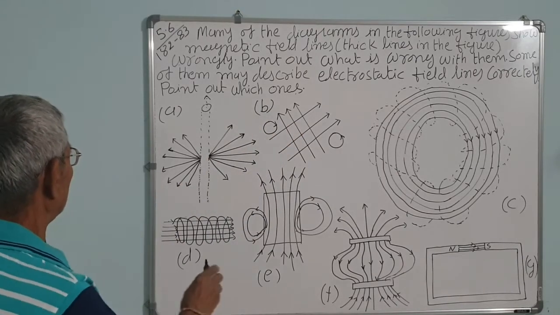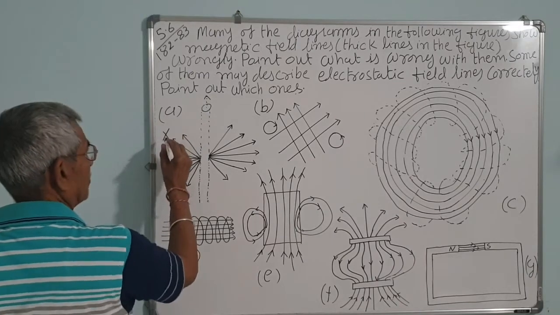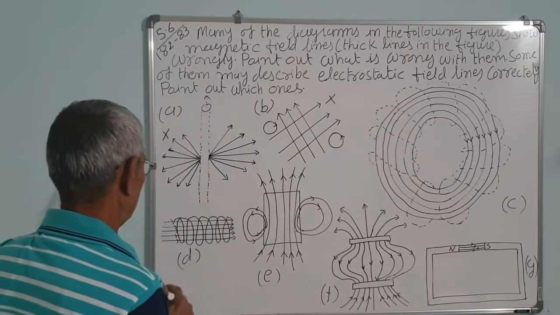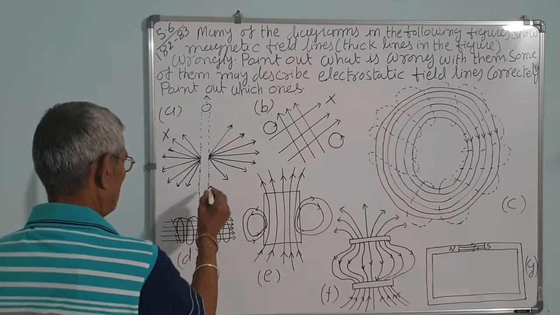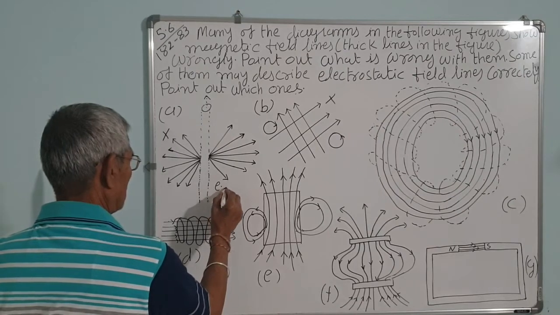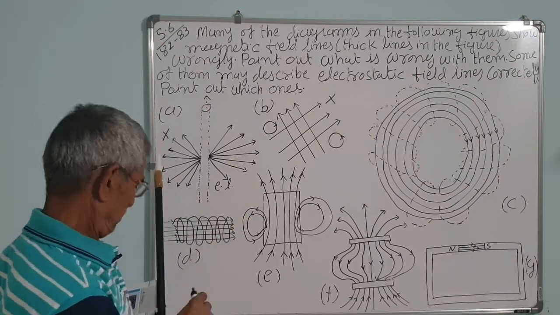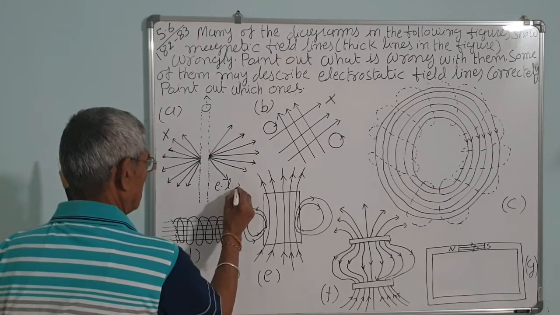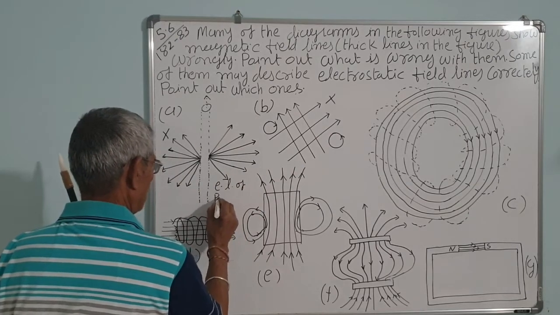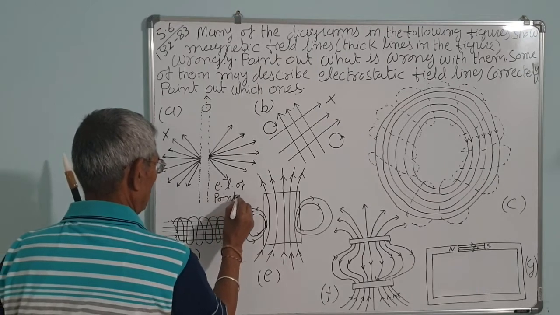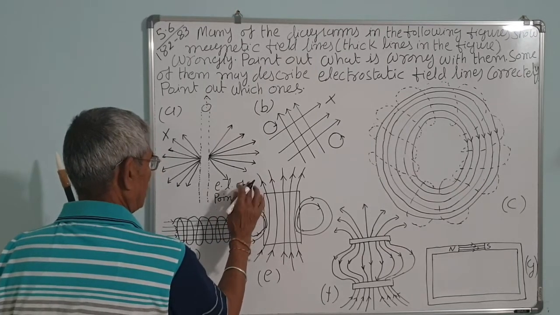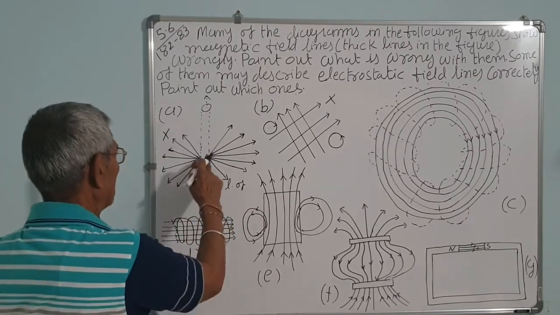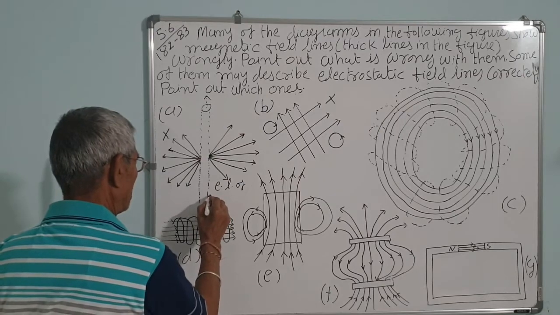So this is also a wrong one. This is also a wrong one, correct? This shows electric lines of force of a positive point charge. They are emerging out of, that is, emanating from, that positive charge.